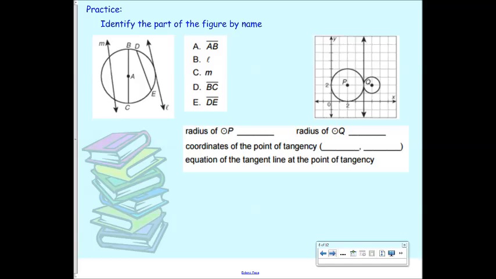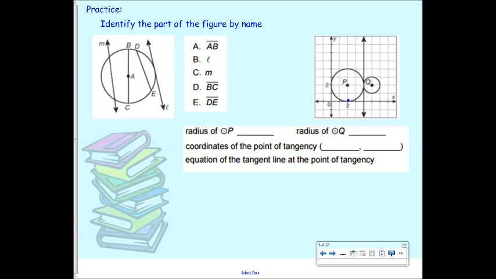All right, so the only thing, really quickly, point of tangency is where those two circles touch each other. It's not where the circle touches the axis. It's not down here. It's right here. So that would be (4, 2). And then since this is a vertical line, the equation is x = 4.